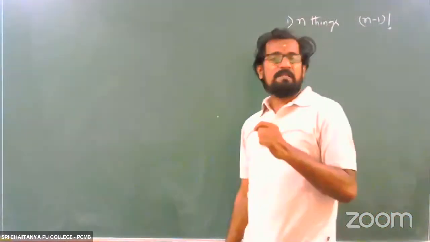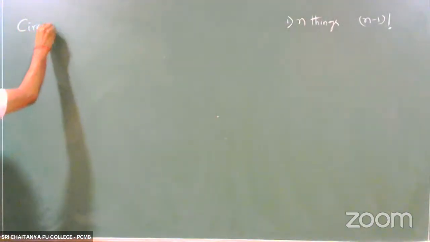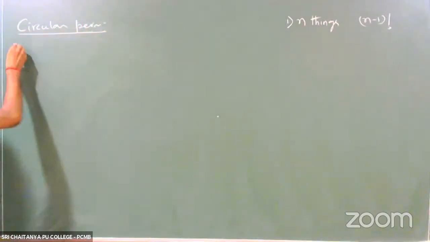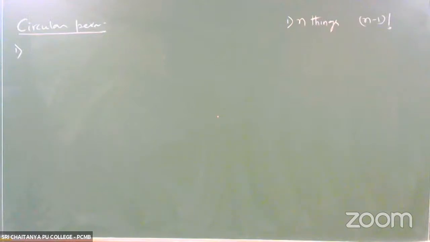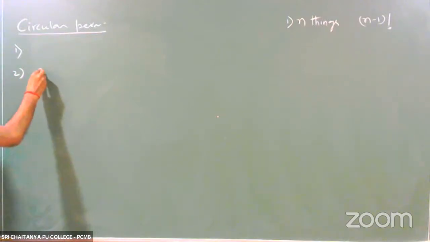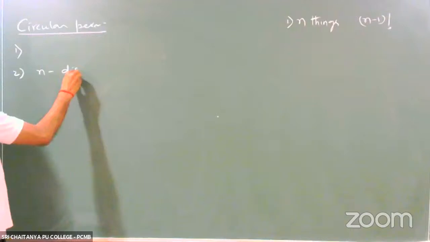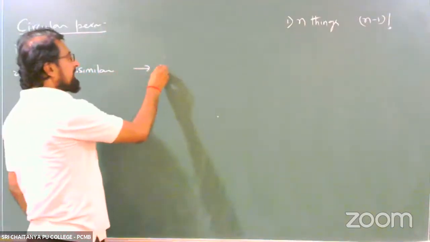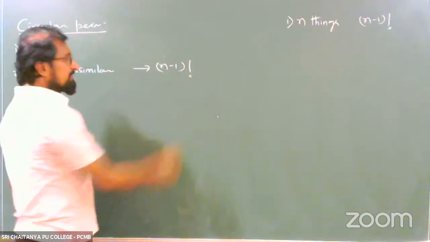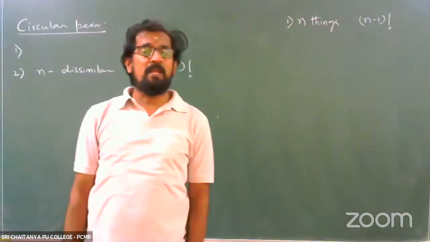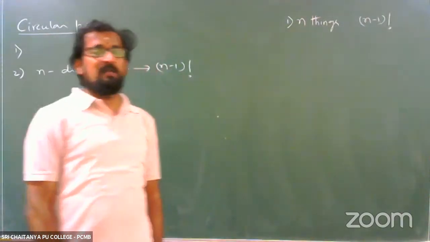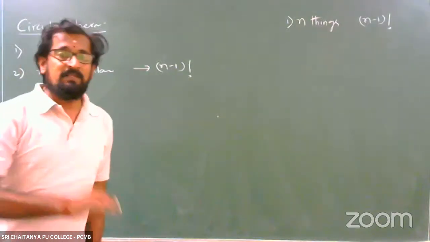N dissimilar things can be arranged. I am going to write it here specifically. Circular permutations, right? That means arrangement of things circularly is called circular permutation. N dissimilar things can be arranged among themselves in n minus 1 factorial ways. Whereas in our linear permutations, n dissimilar things can be arranged in n factorial ways. What is the difference between that one and this one?